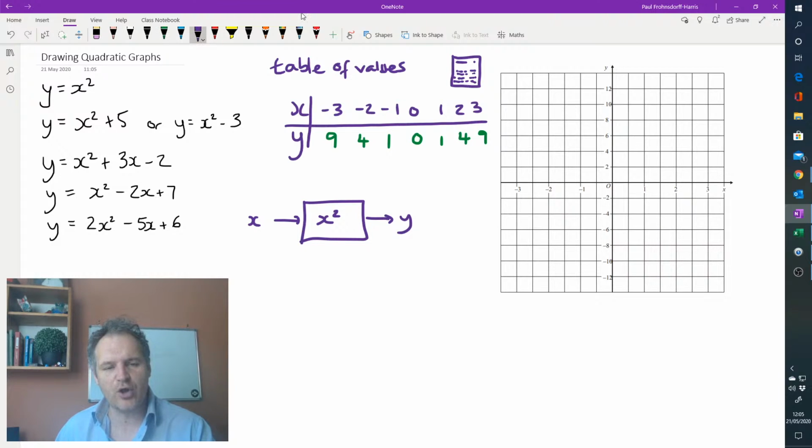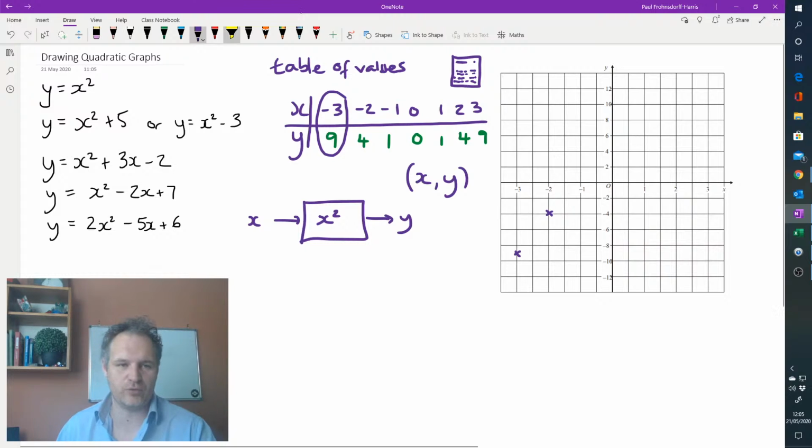Okay, so we've now got, remember, an x and a y makes a coordinate. An x and a y, an input and then an output. If you watch Monday, this is all following on from what we said there. So minus 3, 9, put a little cross. Minus 2, 4. Now, have you all spotted what I've done wrong here? This is minus 3 minus 9 and minus 2 minus 4. It's very important we remember that when we plot these, it is minus 3 up 9, minus 2 up 4.